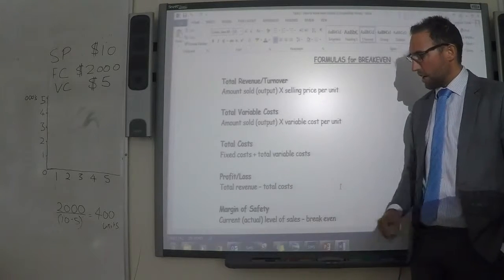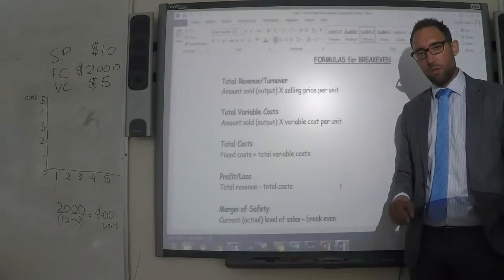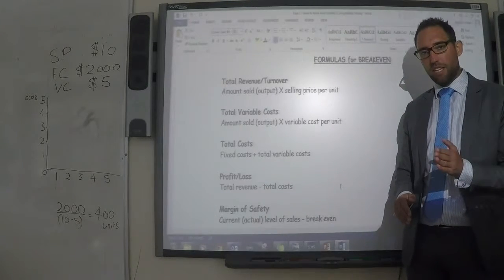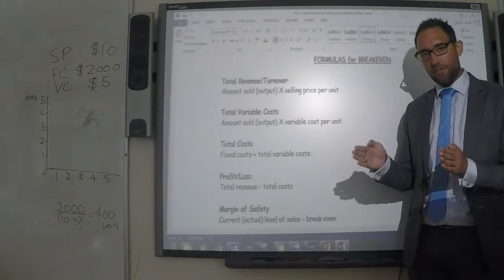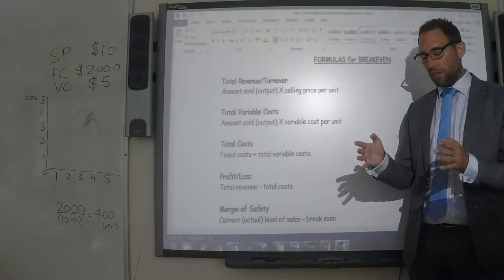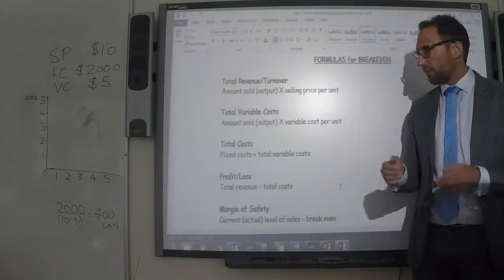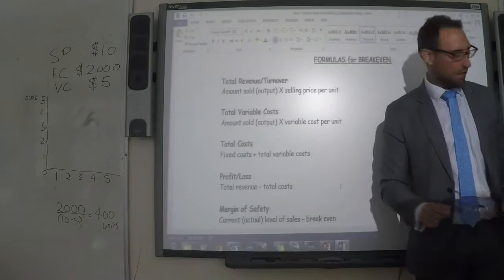Profit or loss, that is total revenue minus total cost. And the margin of safety we will look at, and that is the difference between the break-even and the actual level of sales. So if your break-even is 10, but you're selling 15, then your margin of safety would be 5. It's how safe are you, how far away from your break-even point are you.